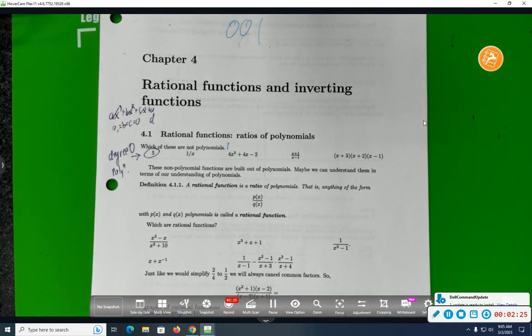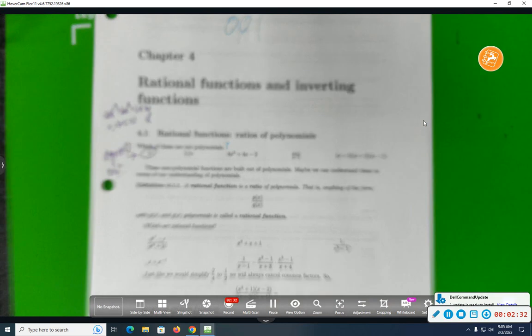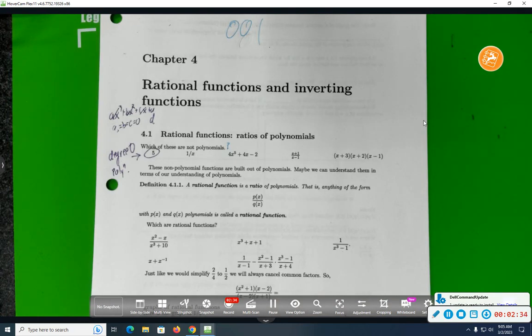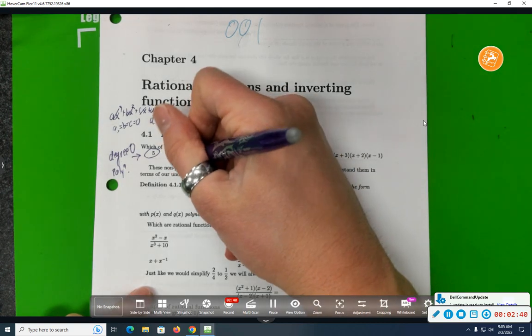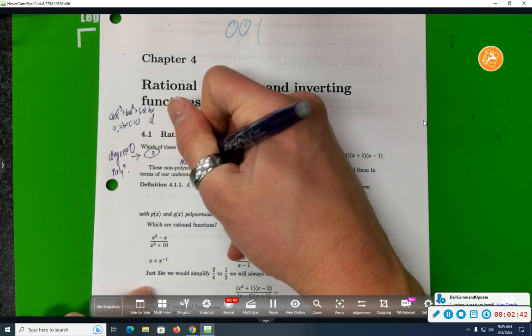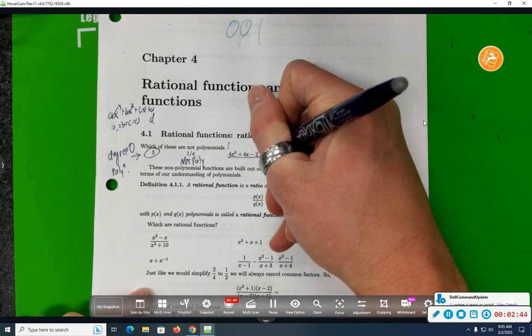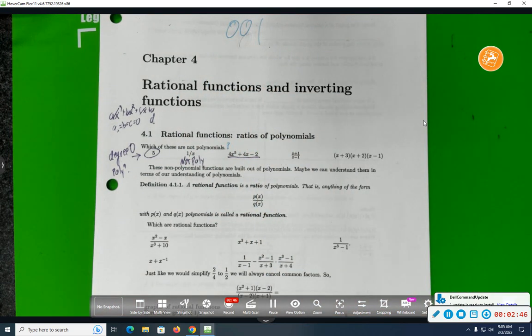What about 1 over x? Polynomial or not a polynomial? Yes, it is. No, it is not. Perfect. You're not allowed to divide by x in a polynomial. Next, 4x to the fifth plus 4x minus 2. Polynomial or not? Yeah, of course it is. It's a sum of coefficients next to non-negative powers of x.